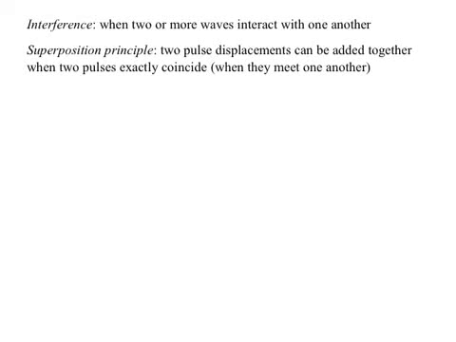First, interference is defined as when two or more waves interact with one another. You've had common examples of interference, like if you're trying to tune into a certain radio station and a certain wave is overpowering the other wave that might be conflicting with it.